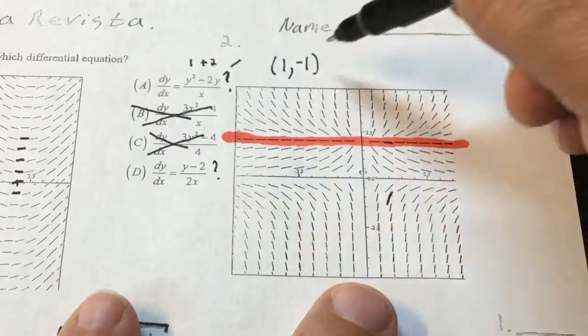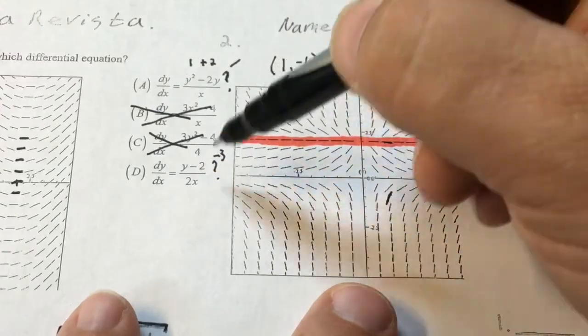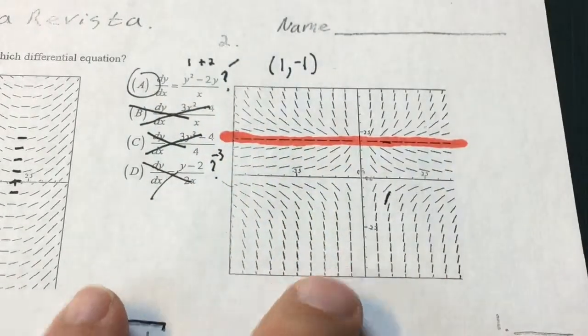Let me throw 1, negative 1 into the bottom. Choice D. So y is negative 1. Negative 1 minus 2 is negative 3. Over 2, that's a slope of negative. It can't be choice D. It has to be choice A.